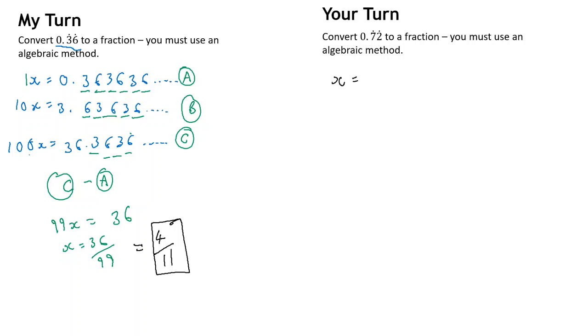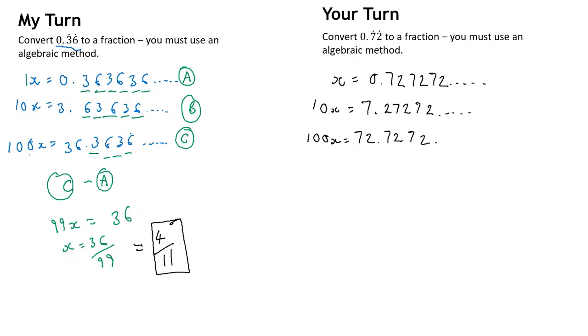So we begin: x equals. We work out 10x. We work out 100x. After that, we look at our numbers after the decimal point. So this here is 7272, this here is 272, and this one here is 7272. So it's A and C, they're exactly the same. So again, we're doing C take away A.